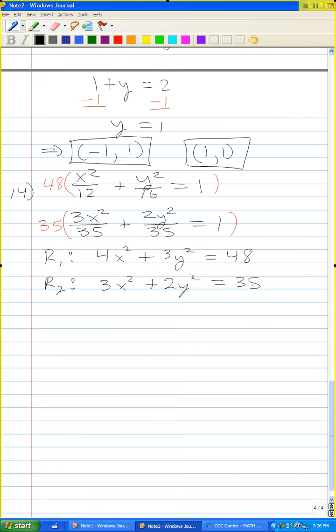Okay, so now, I don't know, let's get rid of the y squares, I guess. And so let me multiply the first equation by negative 2. And so negative 8x squared minus 6y squared equals negative 96.